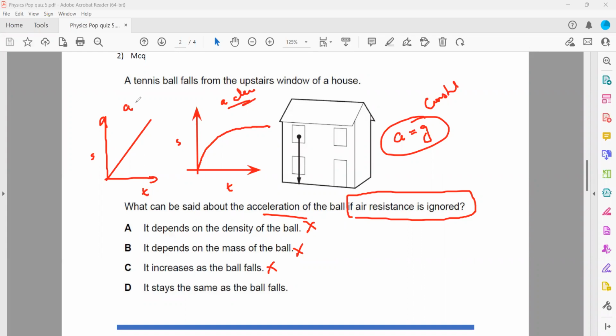For a falling object without air resistance, or when we ignore the air resistance, the acceleration will always be constant. So it stays the same as the object falls. That is true: the acceleration of a falling object does not change, it remains constant. Is it clear?